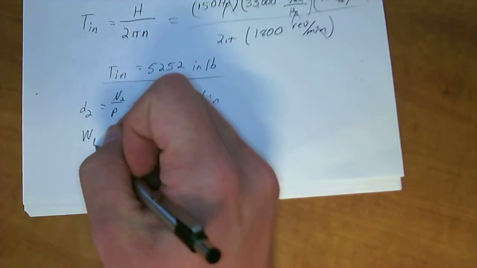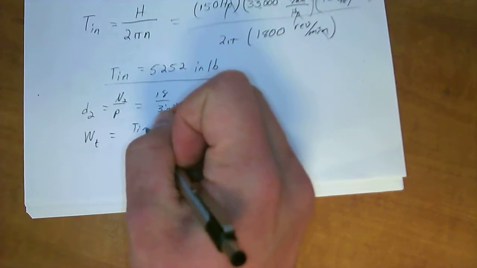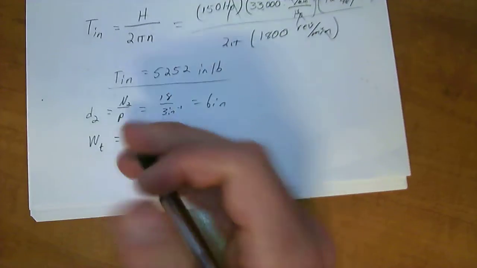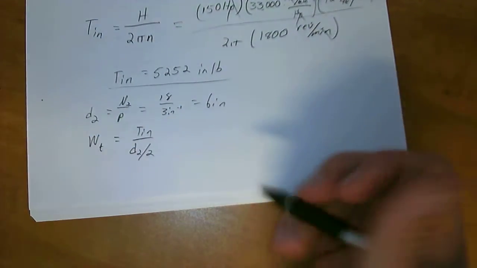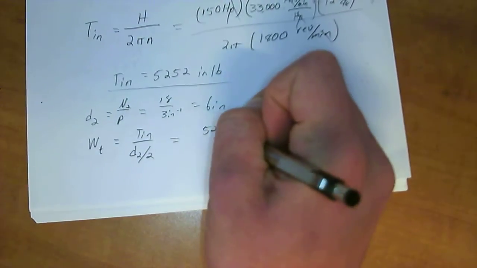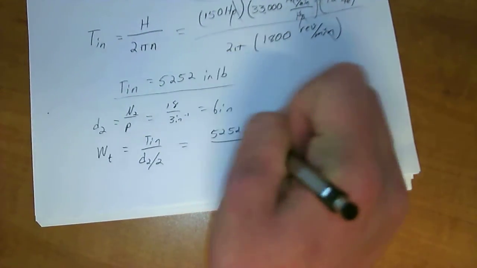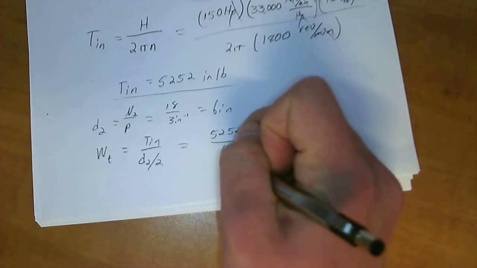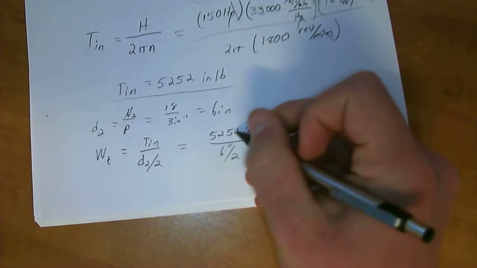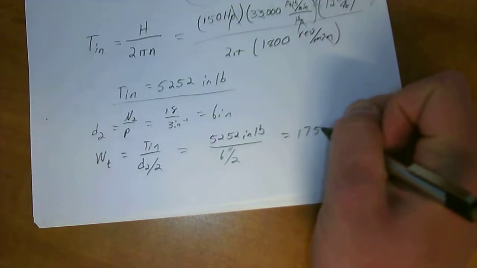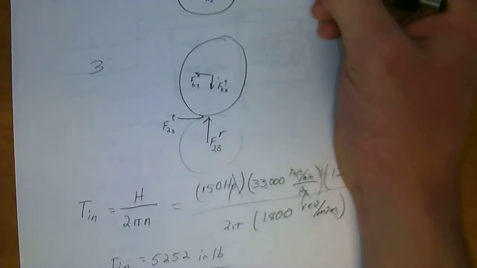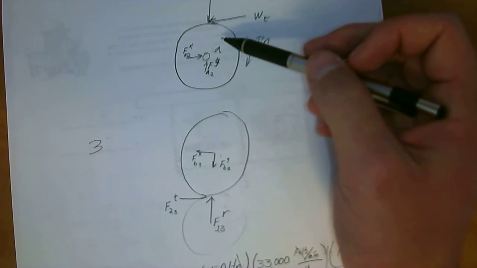So then WT is equal to Tn over D2 over 2, which is the radius, so basically the arm, because that's how far the force has to cross. So this is equal to 52 inch-pounds over 6 inches divided by 2, which is 3 inches. So this divided by 3 is equal to 1751 pounds, which is the WT being created on this gear, basically, from the torque.